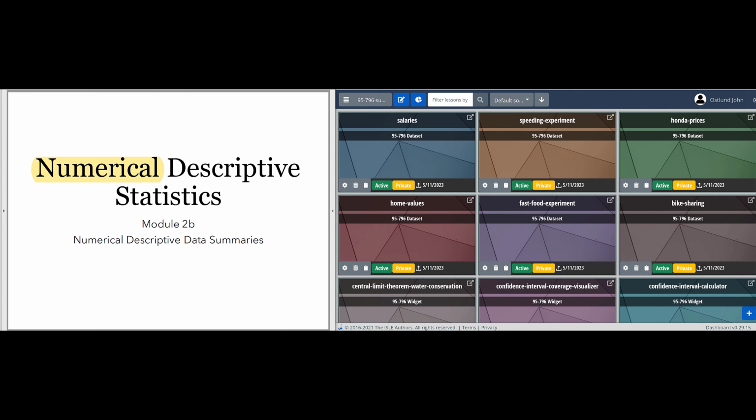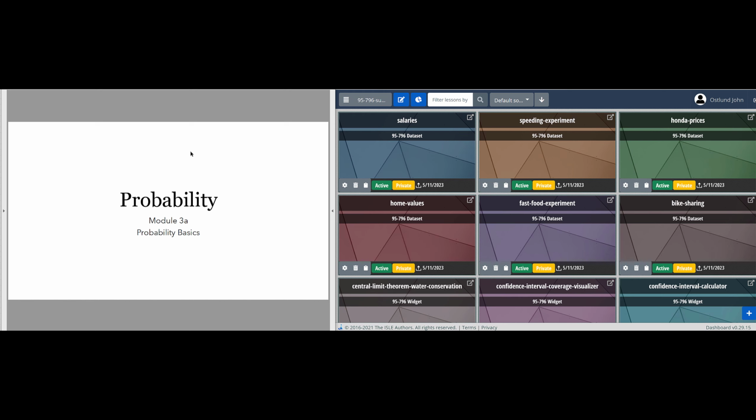Later today, we'll get started in Module 3, in which we'll take a look at probability. Then in Module 4, we'll be prepared to do some inferential statistics, and finally regression later in the course. Okay.